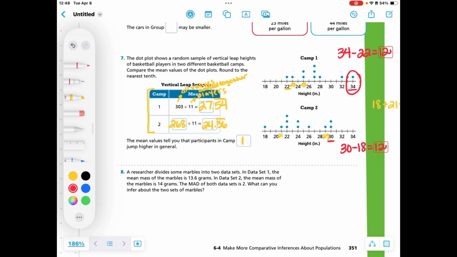But just looking at the values in general, for height or for camp number 2, we start at an 18 and we go to 30. Whereas camp number 1, we start at a 22 and then we go to a 34. Right off the bat, those ranges, the very beginning and the ending numbers, camp 1 has higher digits. So because of that, that can help us too in order to determine which camp has the higher jumps.